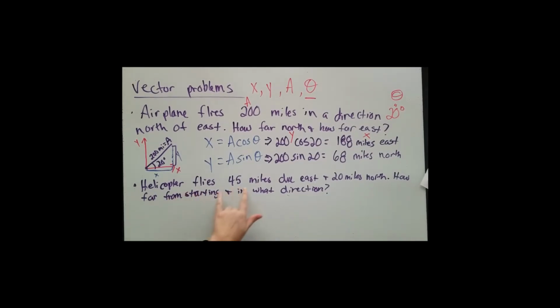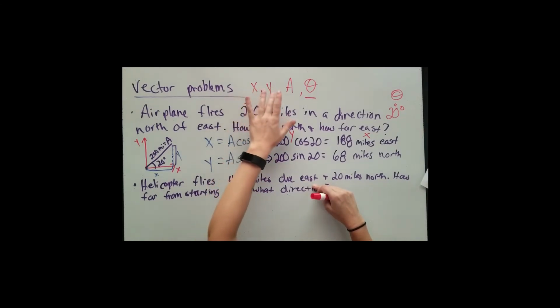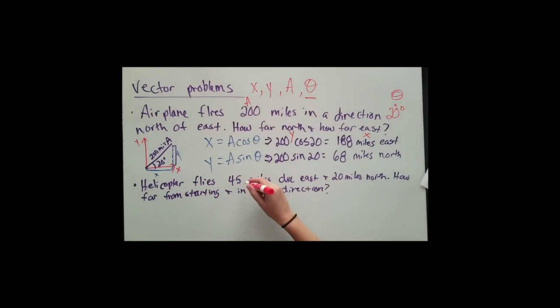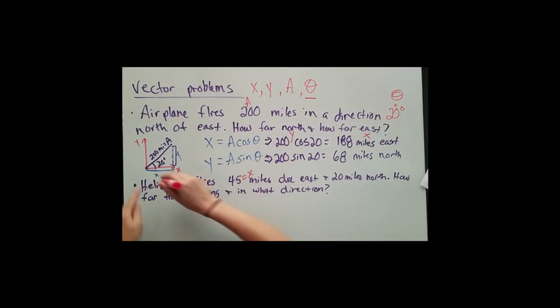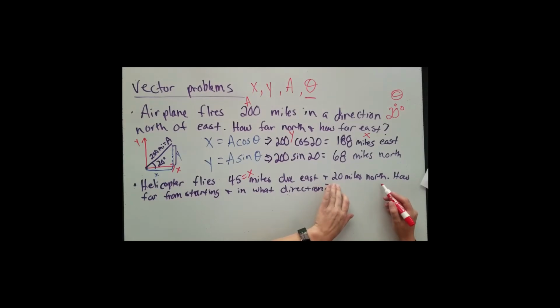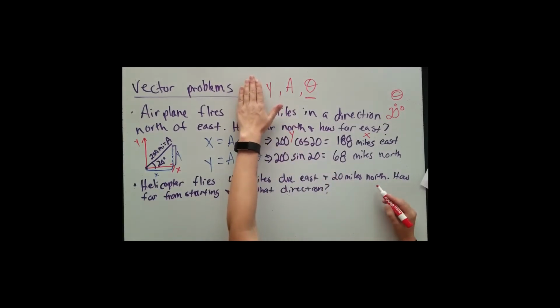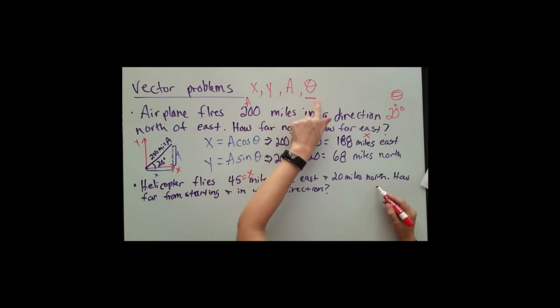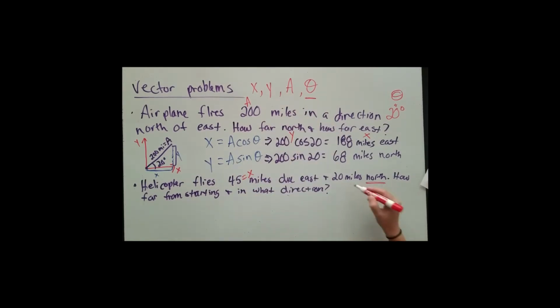Here we have a helicopter flying 45 miles east, 20 miles north. How far from the starting point and in what direction? Okay, so we're using our knowledge and applying it. 45 miles east. Is east going to be my x, my y, my a, or my theta? That's my x. That's the x-axis going east. Okay, 20 miles north. I've used x, so that 20 miles is either going to be y, a, or theta. And since it said the word north, that tells me this is my y.